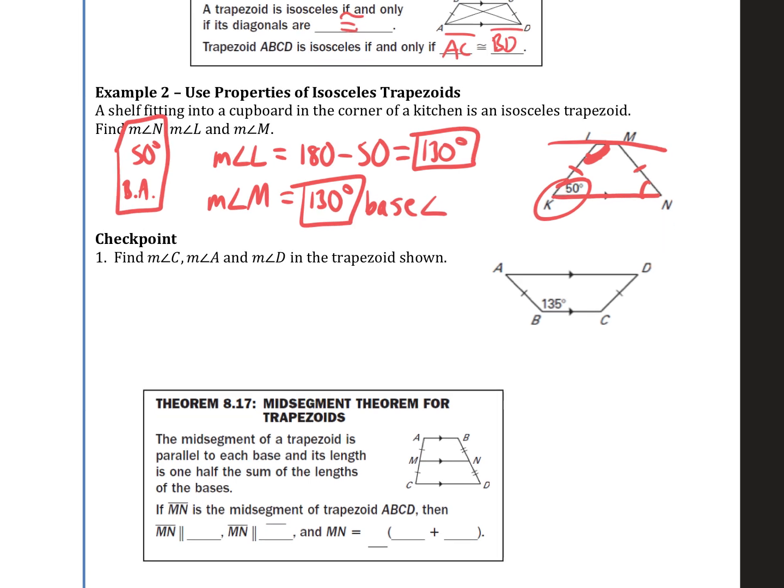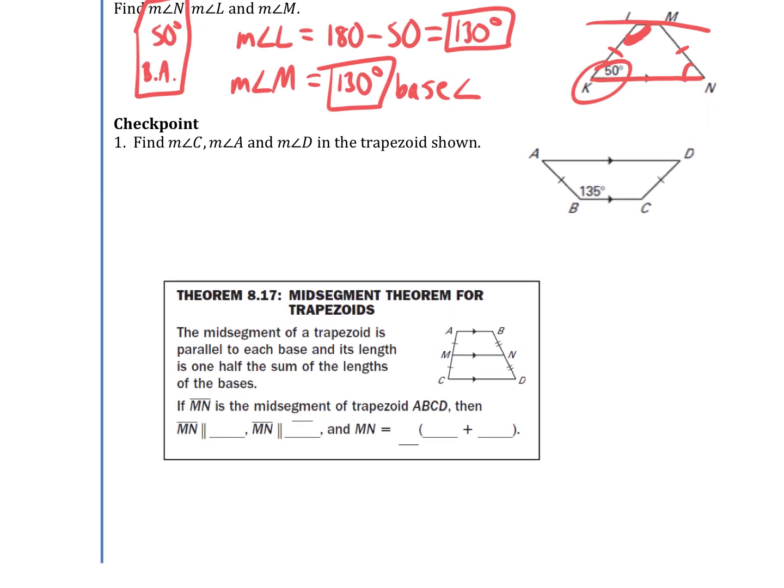All right, sounds good. So checkpoint 1, we have measure of angle C, A, and D is what we're looking for. We know measure of angle B is 135. Which angle is also going to be 135 on here? Well, this is the base, and the base that shares the side with 135 for B is C, so we know measure of angle C is going to be 135 degrees.